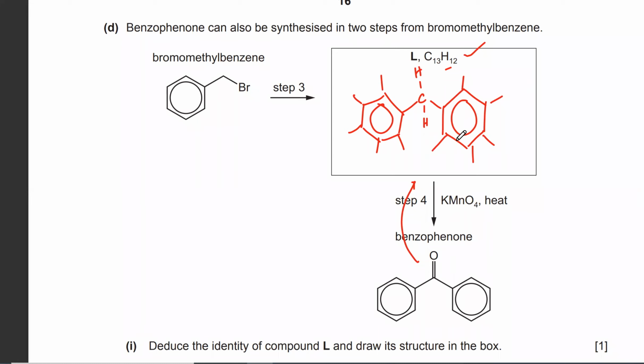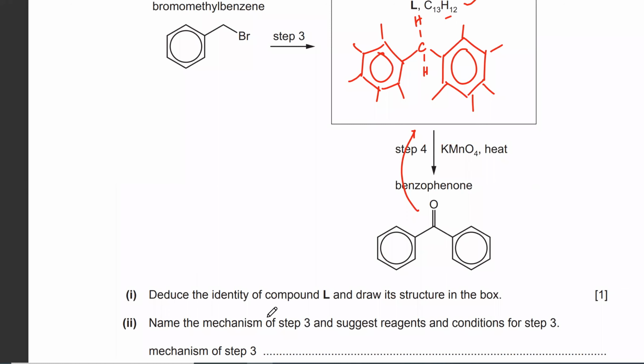Is that clear? Yes, sir. And they didn't ask for any conditions. They just asked you to deduce the identity of compound L, and you were able to do that without any prior knowledge of anything. You just figured out that this is C13H12, so it must be something similar to this. It's got 13 carbon atoms, so that's 2 benzenes. But that would give you 10 hydrogens. So the 13th carbon would probably have the 2 hydrogens, and that's it.